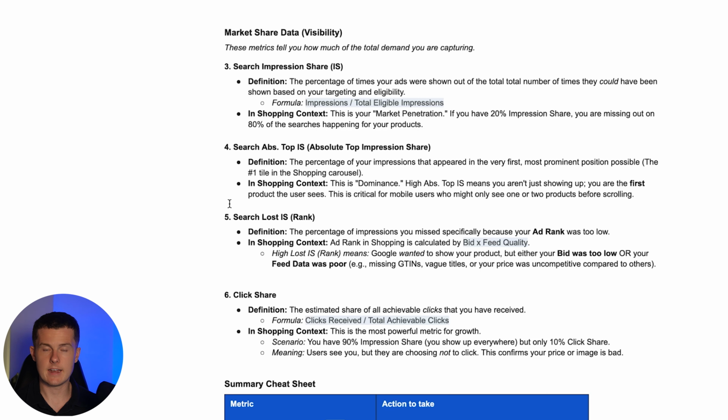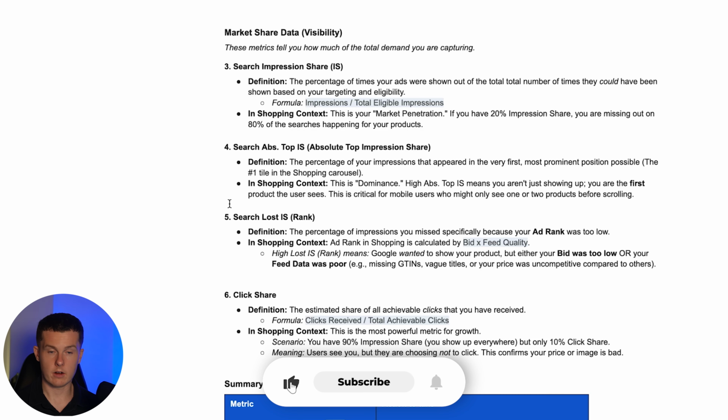So basically, it's a factor of your bid times your feed quality. If you have a high search lost IS, there's two things you can do on a global level. The first is you can increase your bid, just pay more and you'll be more competitive in the auction. The second thing you can do is improve the quality of your feed, and I'm going to be recording a video breaking down everything I know about product feed optimization. So either you can pay more or you can work harder and improve your listings.